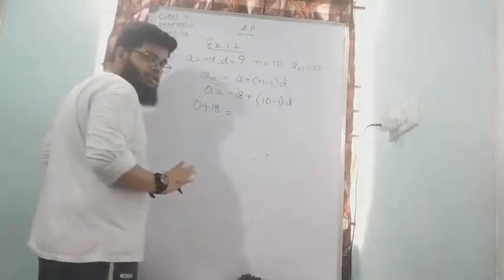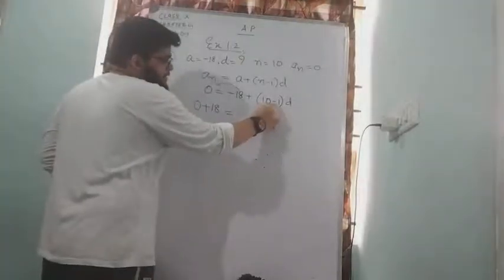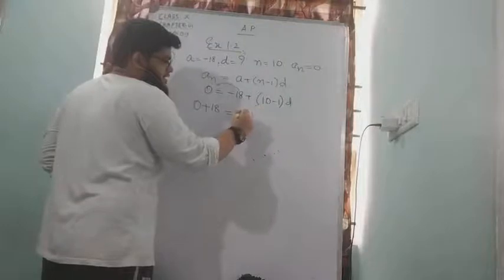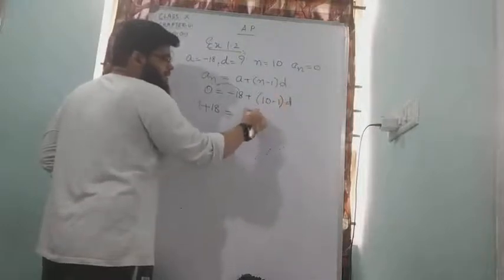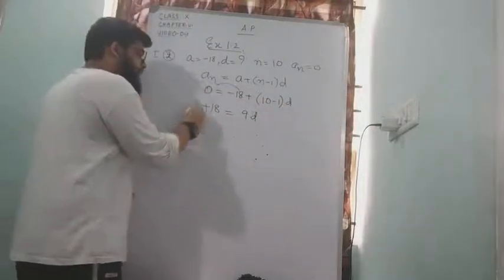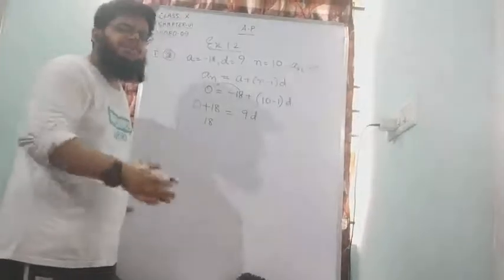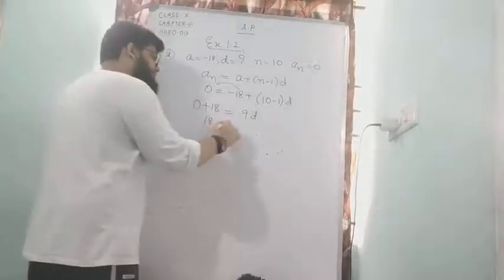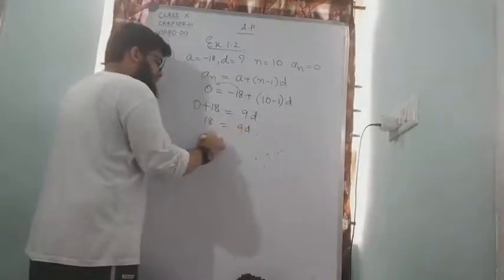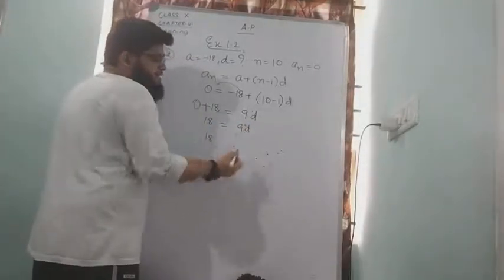Now I'll write down whatever is remaining. So 10 minus 1 is remaining, 10 minus 1 is 9, and d is remaining, so d I'll keep as it is. And 18 plus 0 will be 18. Whenever you add 0 to any number, it's the same number. So 18 is equal to 9d. If there is no sign in between, it means it is multiplication.